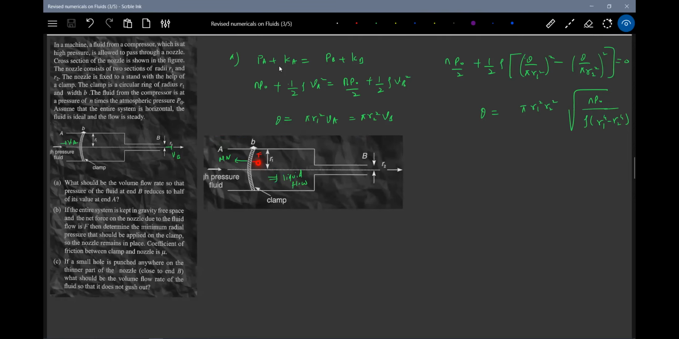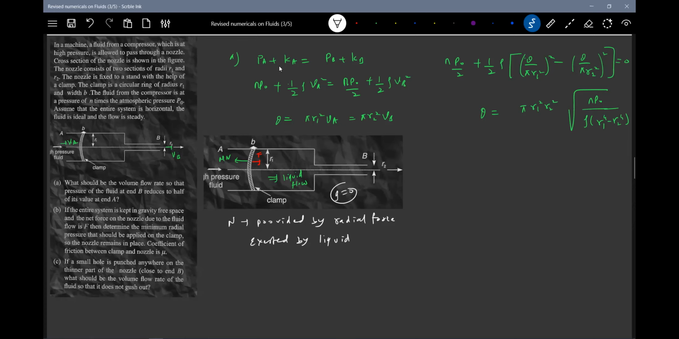But what is the question that is asked? Determine the minimum radial pressure that should be applied on the clamp so that the nozzle remains in place. Who will apply that radial force? The liquid only. Because it is a gravity-free space, from where will the normal reaction come? The normal reaction is due to the radial force. So N is provided by the radial force exerted by the liquid.